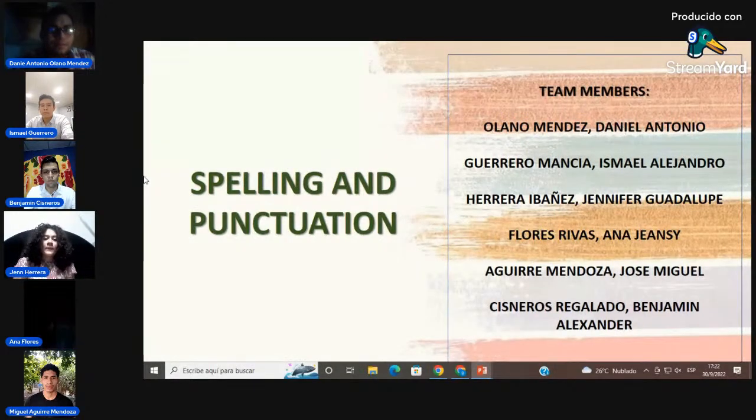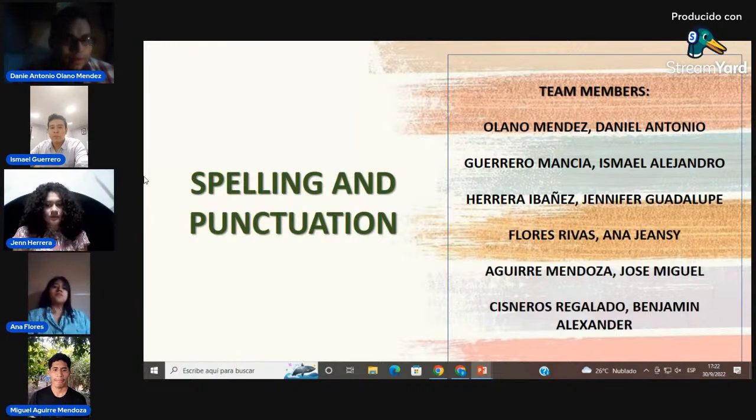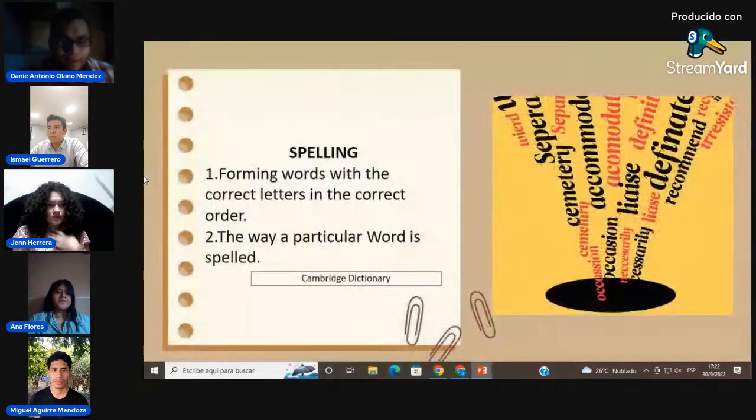The spelling is a convention that regulates the use of graphemes. Graphemes are a system of writing to represent a language in written form. Also, spelling is used to form words with the correct letters in the correct order.